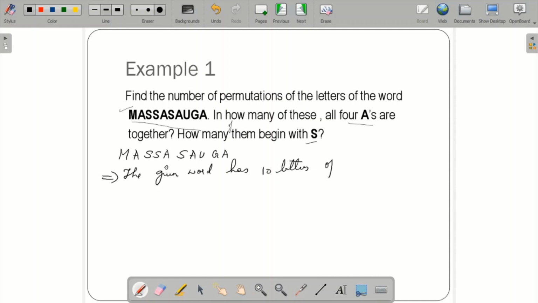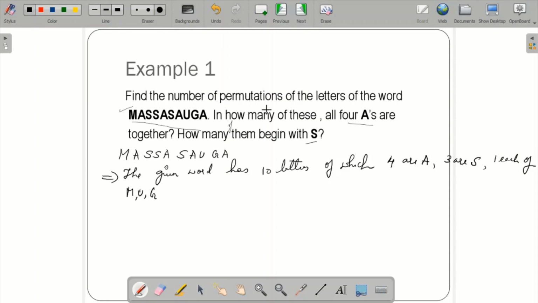Of which 4 are A. Just see how many are there. 4 are A, 3 are S, and 1 each of M, U, G. You can see 2, 3 S, 1, 2, 3, 4 A. So 7 letters are done. Then 8, 9, 10, that is 1 each. So let us write this.